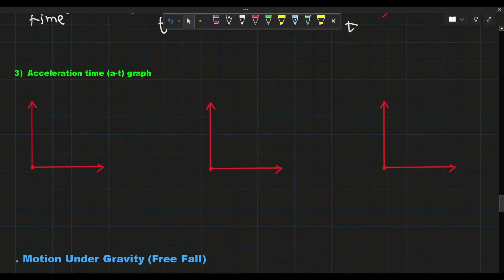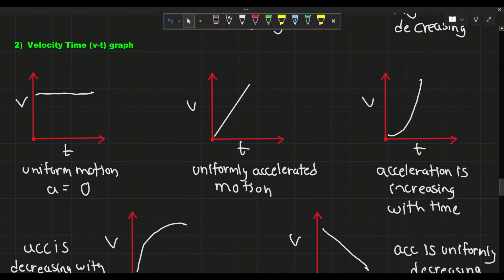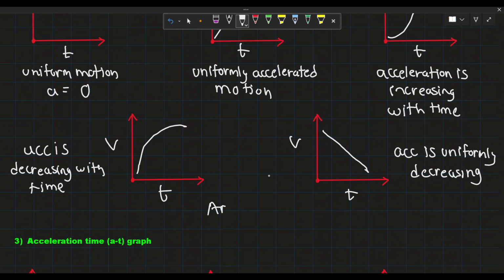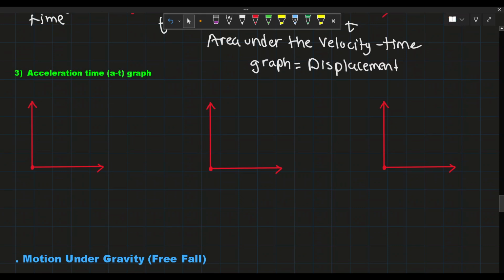Moving on to your acceleration time graph, and yeah, one thing I forgot to mention is that the area under the velocity time graph gives you displacement. I'll write over here, area under the velocity time graph will give you displacement. Like let's say for example, if they ask the displacement in this case, the area which is enclosed by the graph will give you your displacement. Moving on to acceleration time graph.